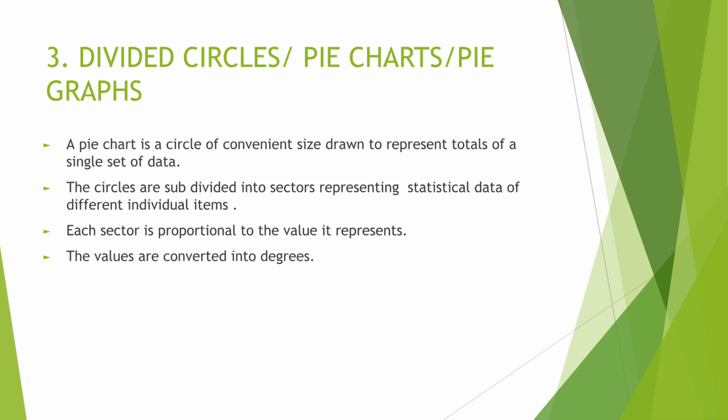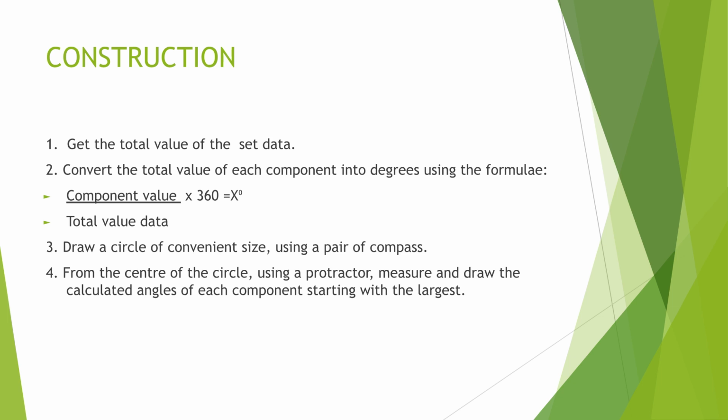Finally, we discuss divided circles, also known as pie charts or pie graphs. A pie chart is a circle representing a single data set total, divided into sectors. Each sector is proportional to the value it represents, and values are converted into degrees. For construction, first, get the total value of the data. Then, convert the value of each component into degrees using the provided formula.